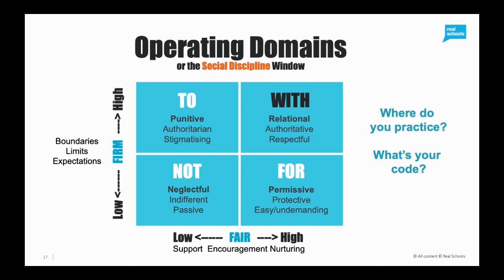And it's really about saying, where do you practice? What's your code? So when I talk about your code, what I mean is that if I were to give you 20 points to describe yourself as a practitioner, where would you put them in these 4 boxes? And the one that I often say is that I would put 11 of them in the with box. I reckon more than half the time I can get there.